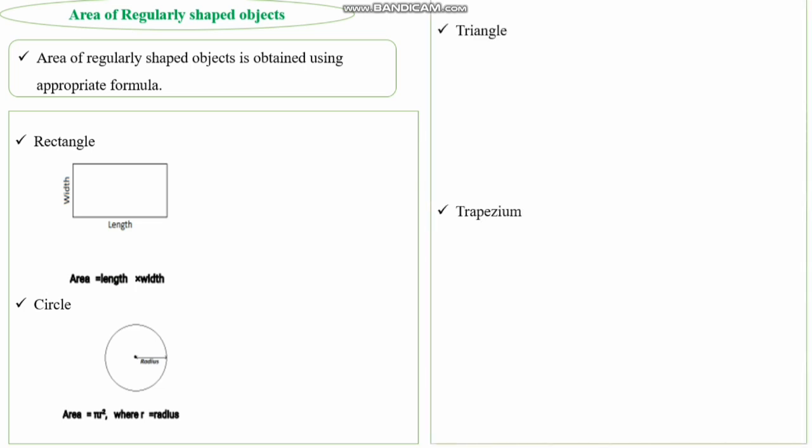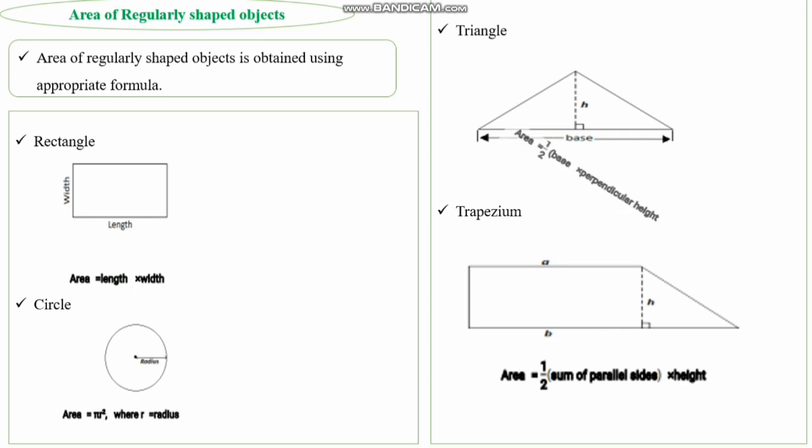The next one is the triangle. I know everyone is aware of the triangle. It has a height and a base. Calculating the area of the triangle involves using the following formula: a half times the base, the lower length, times the perpendicular height. Not any other height, but the perpendicular height. Remember, this is the hypotenuse and this is the height. This is the perpendicular height that is supposed to be used.